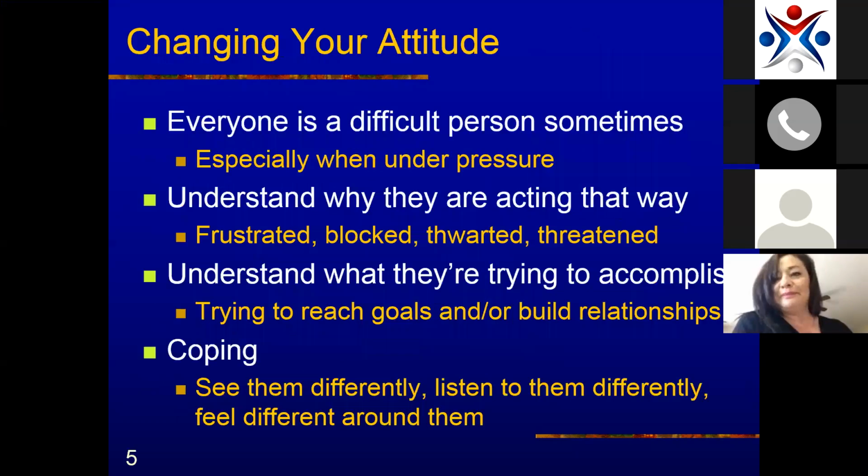Slide 5, please. So let's start by changing our own attitudes and really realize that we can all at times be difficult people. We should consider what is that other person trying to accomplish? What is causing them to behave the way they're behaving? When we understand them and the situation a little better, we are more able then to help them reach their goals and avoid conflicts and come up with a resolution to whatever you're trying to resolve.